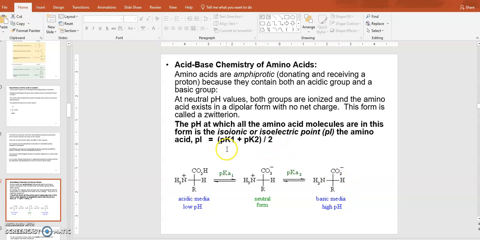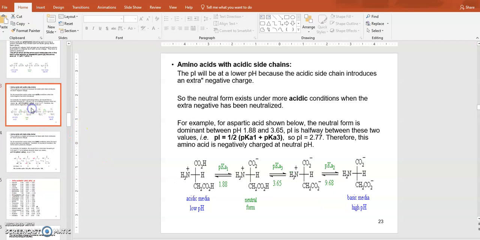So we say the pKa values are where your amino acid will be differently charged. Okay, so we know where your amino acid will become neutral. That's pK1 plus pK2 divided by 2. That's the pH value where your amino acid will be neutral. Okay, that is the PI, the isoelectric point. So that's the pH value where your amino acid will be neutral. So you need to know what that pH value will be.